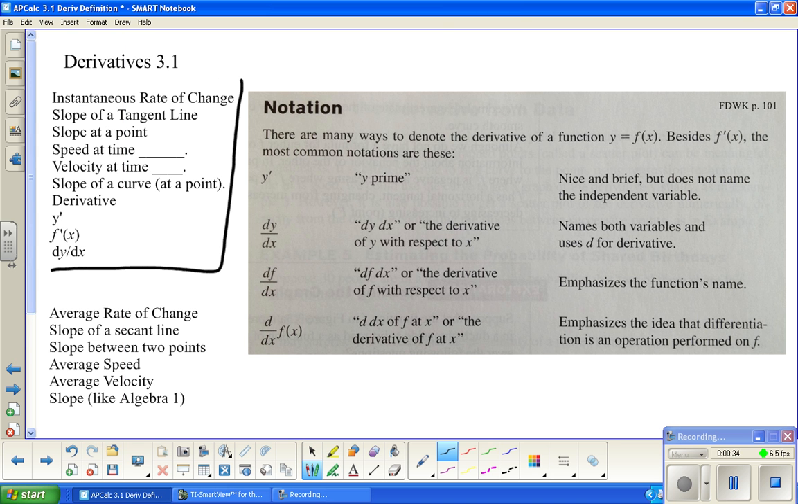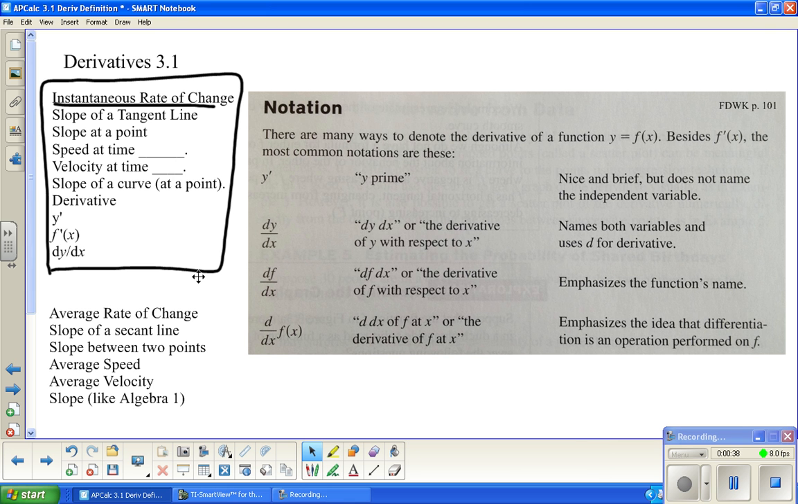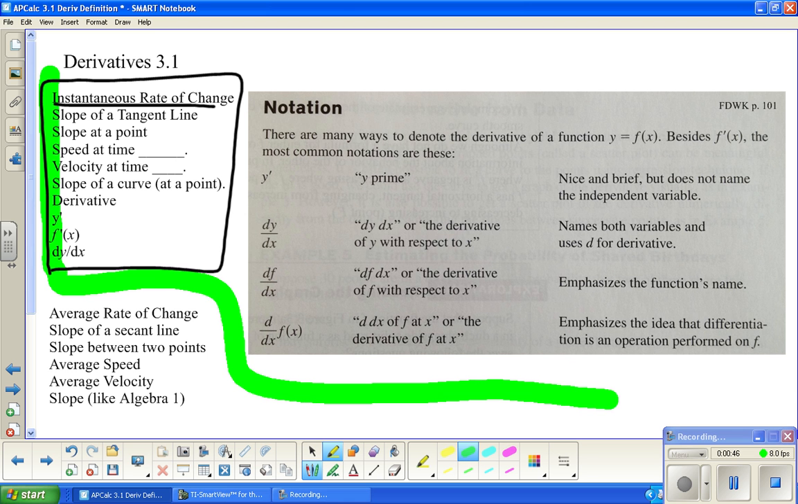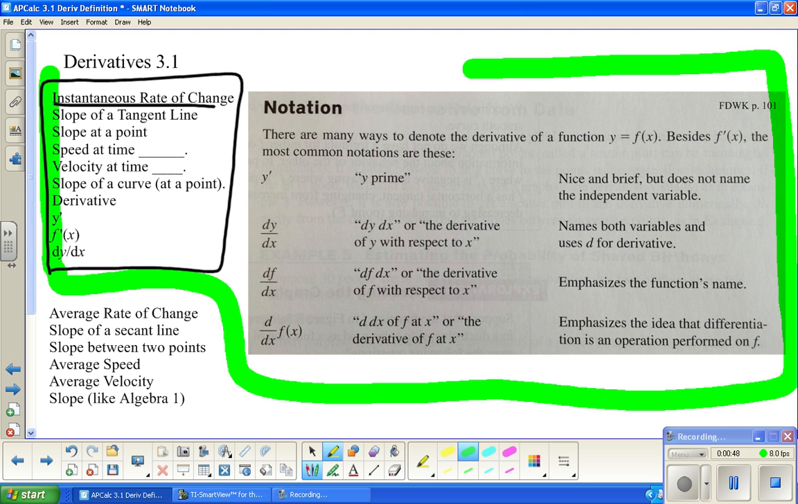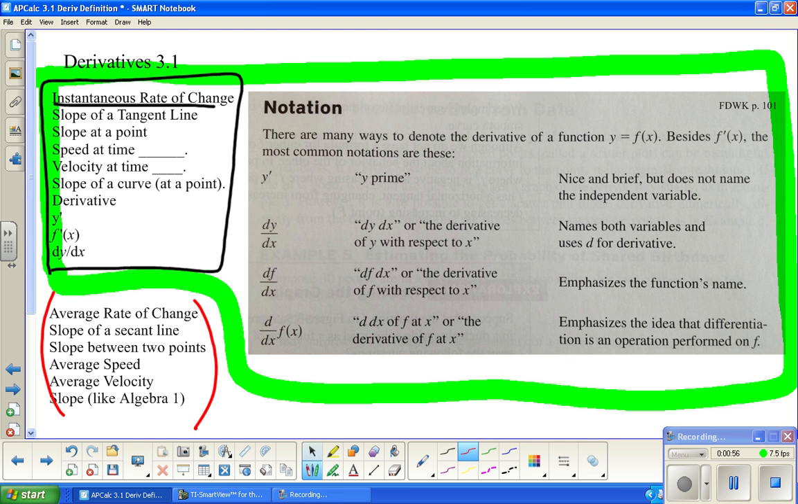This is the list about instantaneous rate of change and derivative, etc., that we've talked about before. I'm just going to key these together because all of this stuff goes together. Okay, not the same thing as average rate of change. Average rate of change is like old school slope, like Algebra 1 slope. So we're not talking about that. We did that in Algebra 1.